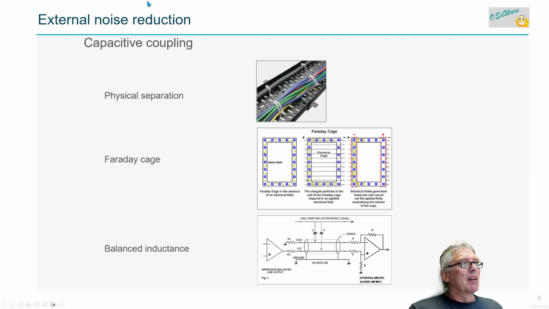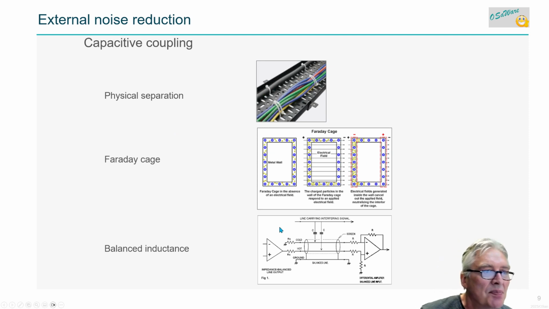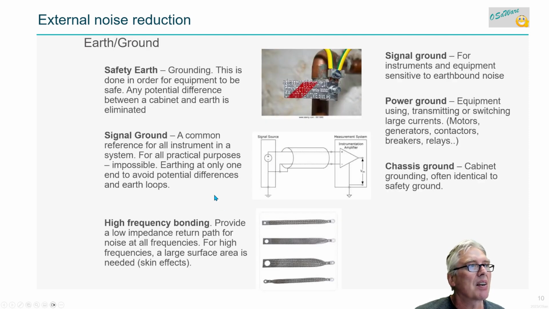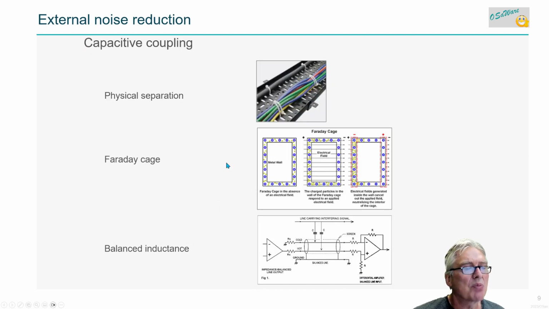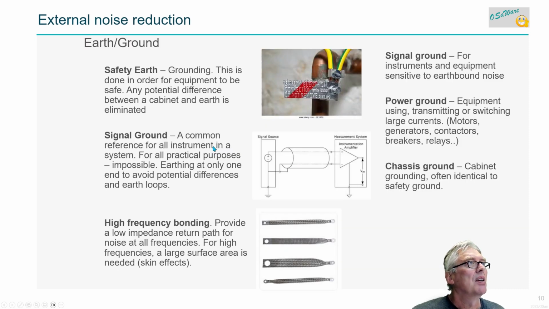Okay, capacitive coupling, again, physical separation, Faraday cages. Whatever field we have on the outside here, we don't have any disturbance inside. That's kind of nice. And balancing inductance too. So line carrying interfering signals, you know, it's cold and hot. So we have both our signals over here too, so you can do things like this. I think this is from National Instruments or something. I found this.